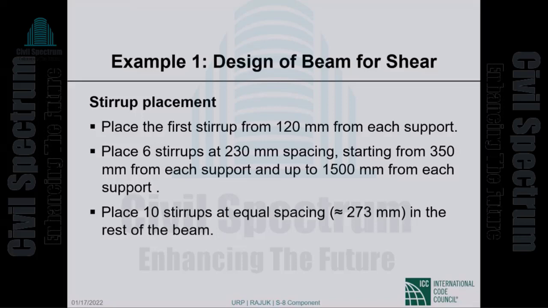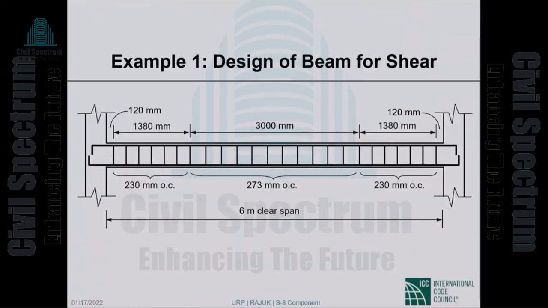So if you just read the example once or twice, you will see that it's pretty simple stuff. The first one at 120, then a few at the 230, and then the remainder of the beam span is covered by the same reinforcement at a spacing of 273 millimeters. And this is the complete shear design of the beam.